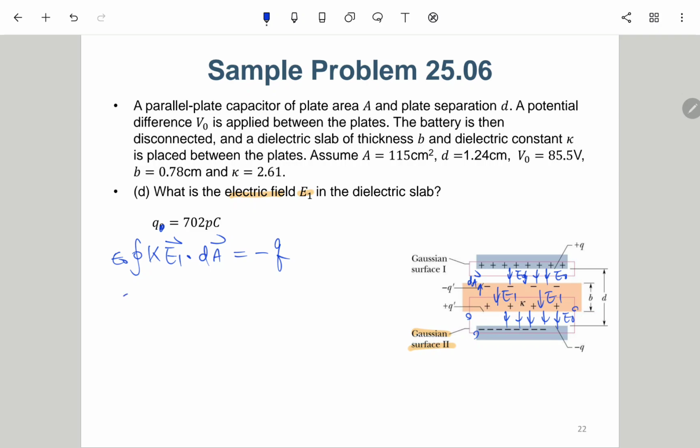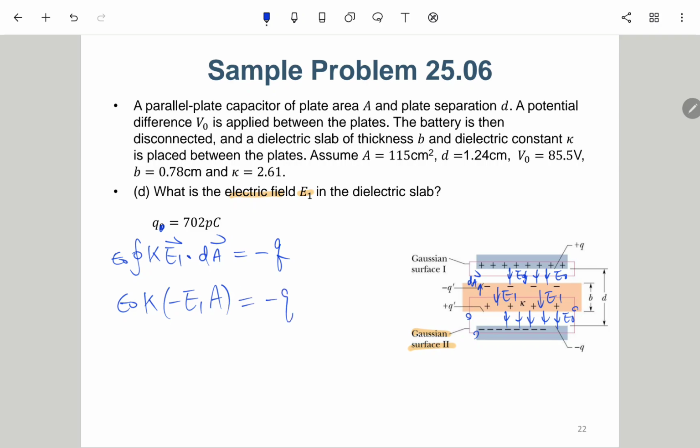Okay, so here epsilon naught and then kappa. We only have a single material here, so kappa is a constant. And then E1 dot dA, as I mentioned, dA pointing upward, E1 pointing downward, so they point in opposite directions. E1 dot dA becomes negative E1 times dA. So finally it becomes negative E1 times A, negative E1A.